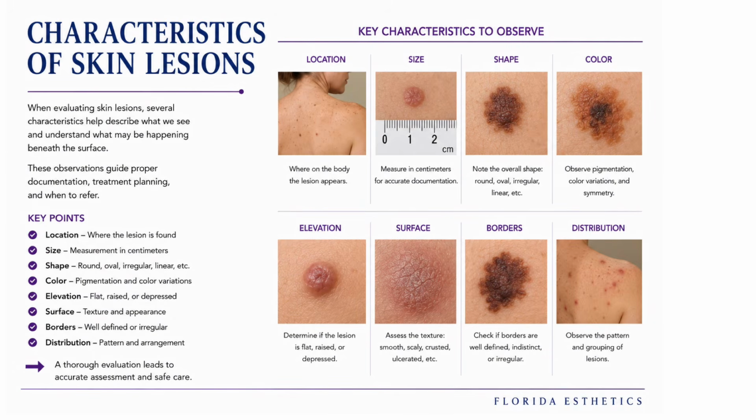When evaluating a skin lesion, it's important to observe several key characteristics. These include the location, size, shape, color, elevation, surface, borders, and distribution of the lesion. Carefully assessing these features helps us describe skin lesions accurately, recognize abnormal changes, and determine when a client should be referred to a medical professional.